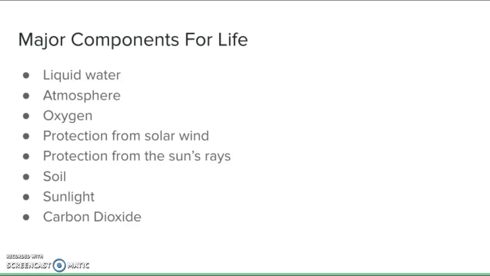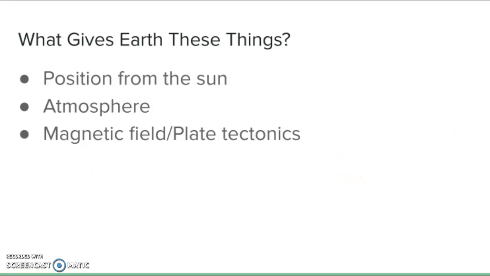In order to talk about what makes Earth habitable, we need to speak of the major components that are required for life on a planet. These components include liquid water, the atmosphere, oxygen, protection from solar wind, protection from the sun's rays, soil, sunlight, and carbon dioxide. And so when we talk about those things, we have to discuss where they come from and why we have them and other places don't.